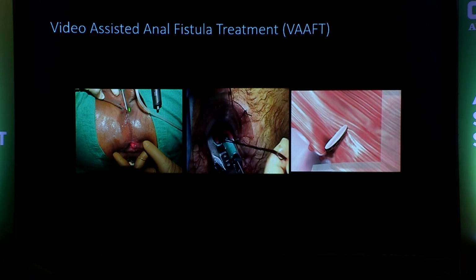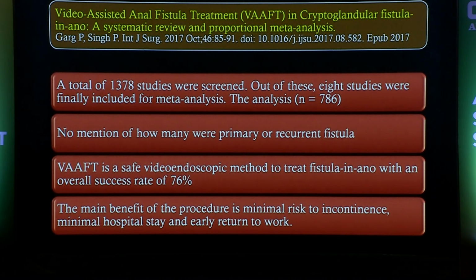but again this is a rigid scope. It's not a curved scope, so to pass it through curved tracts is not possible. And Parkaj did a systematic review of the VAAFT, and he says that the success rate is around 76%. But I asked him how many were in that series, how many were simple fistula and how many were complex. So that was not mentioned. He said that there is no data on that.